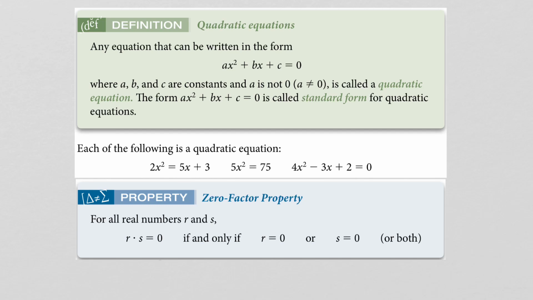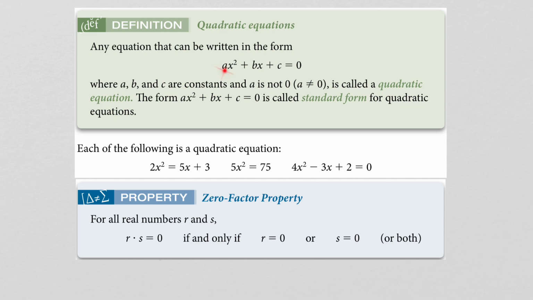Now we're going to move into the second most important type of equation in algebra, and that is the quadratic equation. Any equation that can be written in the form ax squared plus bx plus c equals 0, where a, b, and c are constants, and x is a variable, is called a quadratic equation. One important thing, a cannot be 0.